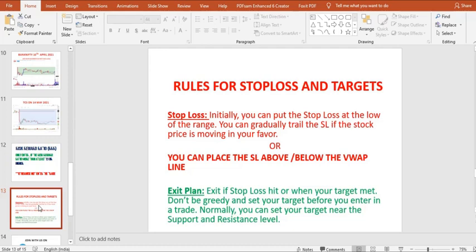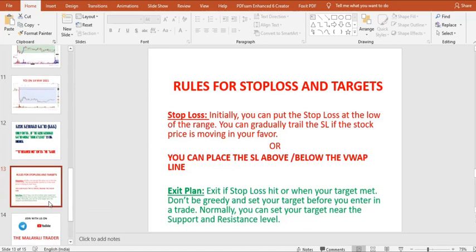Rules for stop loss and targets. Initially, you can put the stop loss at the low of the range. You can gradually trail the stop loss if the price is moving in your favor. You can place a stop loss above or below the VWAP line. Okay, exit plan: where do we exit? Exit if the stop loss is hit or when your target is met. If our stop loss is hit, don't do anything more on that stock. Otherwise, what's the target?